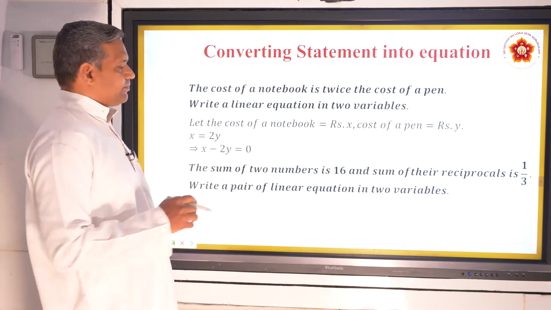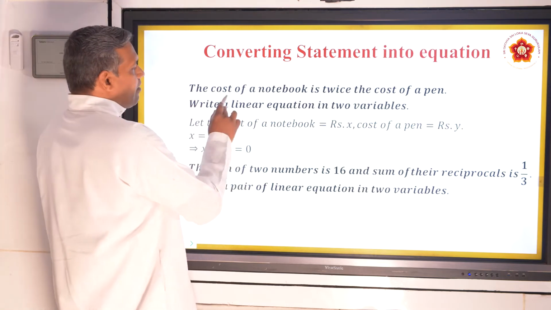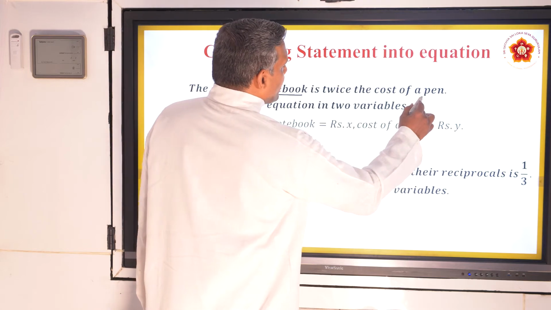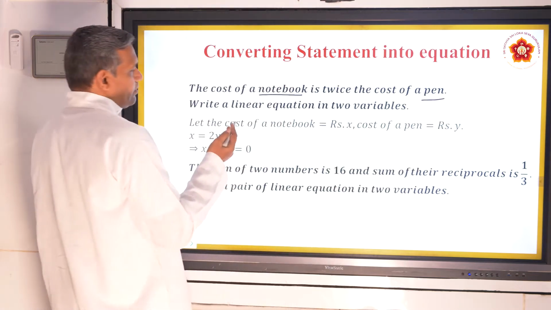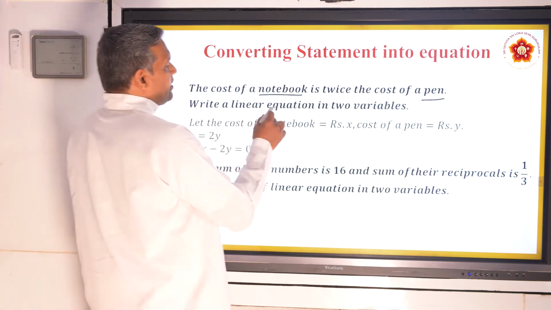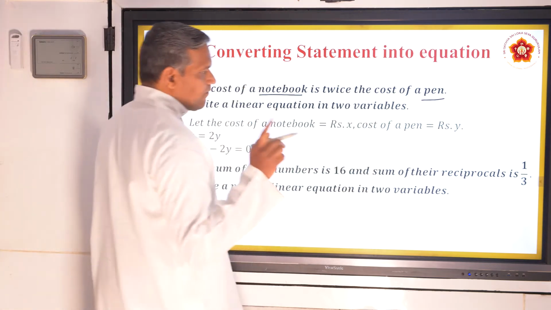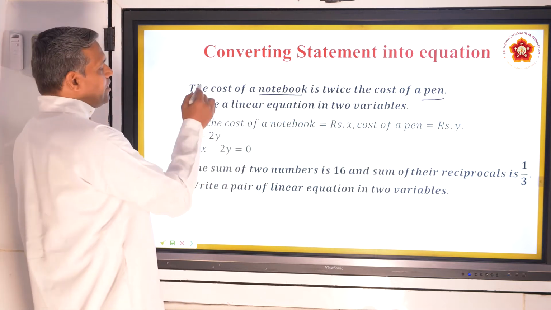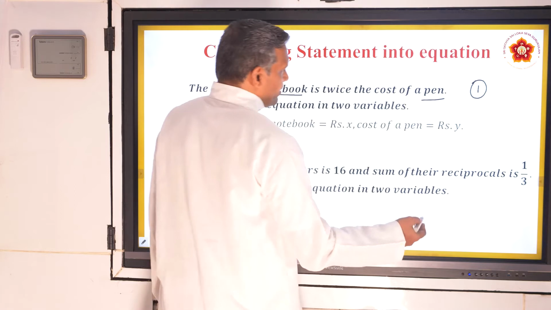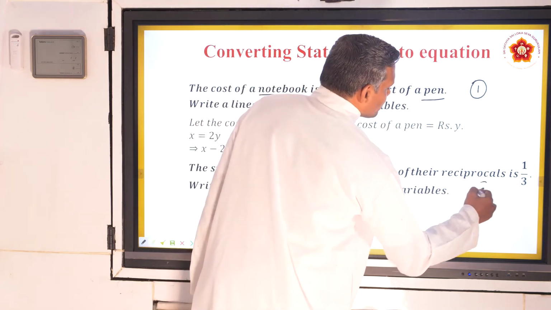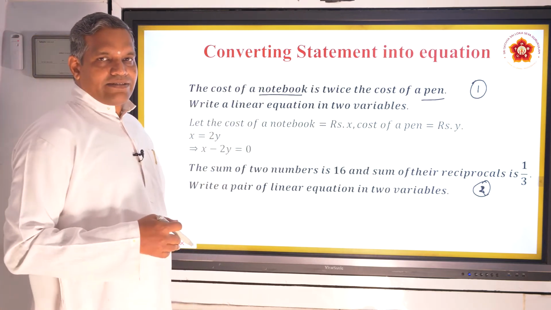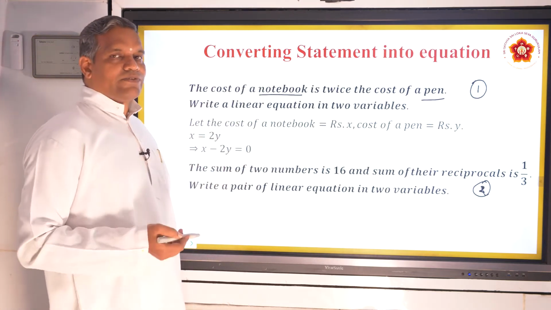Let's look into them. The first one is: the cost of a notebook is twice the cost of a pen. So the moment they give this, the first equation is set. Write a linear equation in two variables. Only one equation you have to form in the first one. In the second case, we are going to form two equations. Why did I give that? Because I wanted to give a taste of 10th standard where you are going to form two different equations.